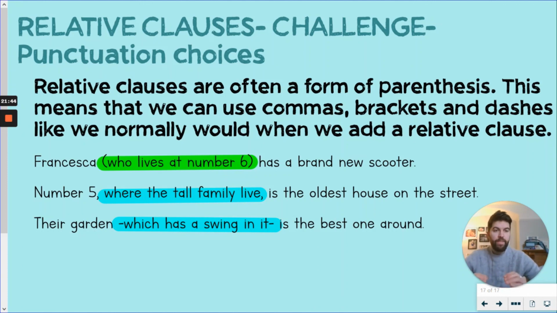Now dashes, they often denote the most important of parentheses. It's stuff that's added to the sentence, but you've got to know it. So in this case, their garden, which has a swing in it, is the best one around. That's showing that it's the best one around because it's got the swing in it. It's really important to the sentence. You'll notice I've used a dash at the start and a dash at the end because the parenthesis is in the middle. If that parenthesis was going at the end, I'd have the dash, then the relative clause, and then straight to the full stop. We don't go dash full stop. That's another punctuation no-no.